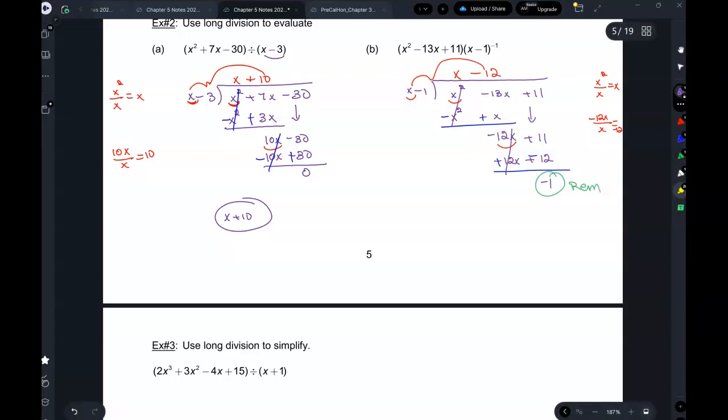Okay, so my answer is going to be the quotient, which is x minus 12, plus the remainder over the thing we put on the left. If you're ever on Jeopardy, this thing here is called the divisor. So you put the remainder over the divisor. And that's how you write your answer. Isn't that cool? So we did one without a remainder. We did one with a remainder. All right? Fabulous. Okay.